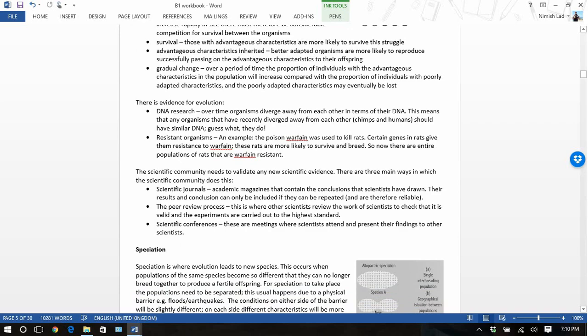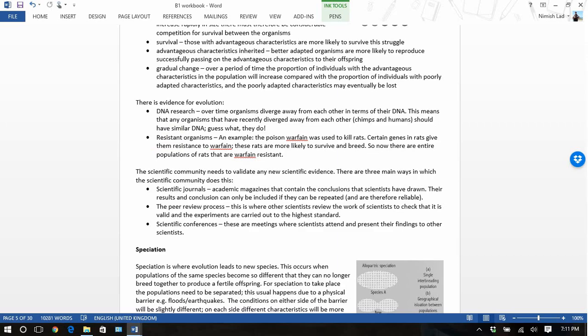So there's evidence for evolution. One of the main pieces of evidence is DNA research. Over time, organisms diverge away from each other in terms of DNA. This means that any organisms that have recently diverged from each other, so chimps and humans, should have similar DNA. And guess what, they do. Resistant organisms, okay? An example is the poison warfarin, which was used to kill rats. Certain genes in the rats give them a resistance to this. These rats are more likely to survive, and therefore they breed. Now there are entire populations of rats that are resistant to warfarin.